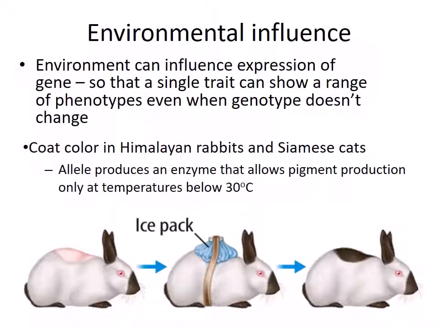But kind of an interesting experiment is coat color in Himalayan rabbits and Siamese cats. They have dark points, and it's because there's an allele that produces an enzyme that allows pigment production only at temperatures below 30 degrees Celsius. I don't know, the things people think of doing, right? So they've shaved this Himalayan rabbit and they've strapped an ice pack to it. And then when its fur grows back where that ice pack was, since it was cooler, that enzyme was active and they end up getting a black patch there.